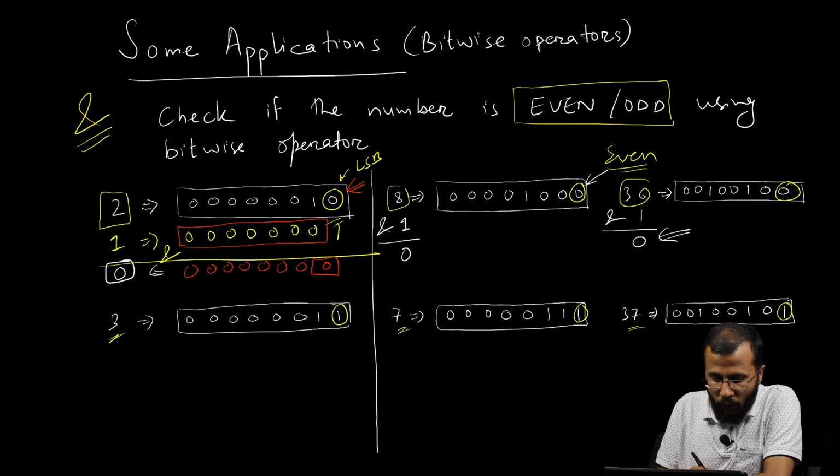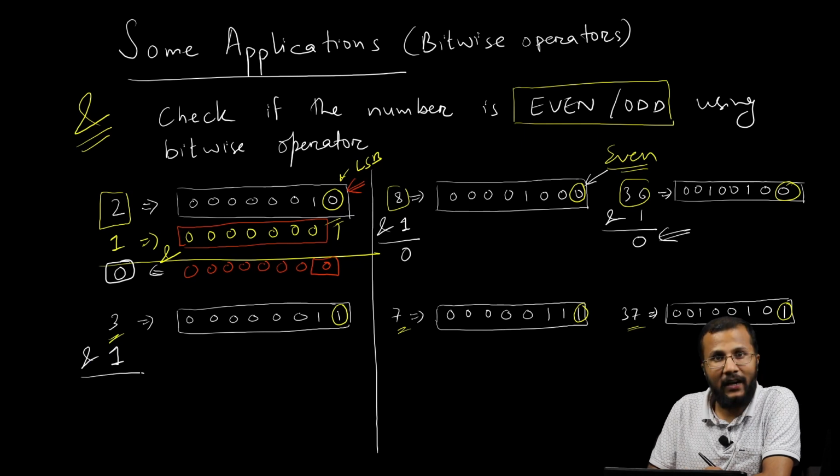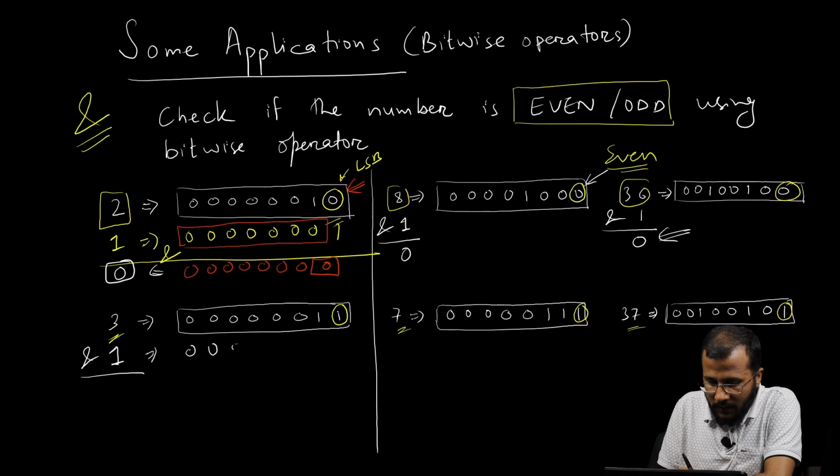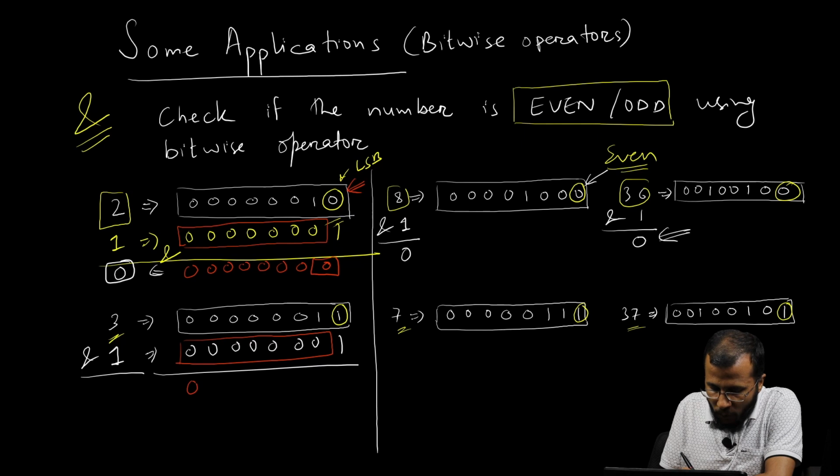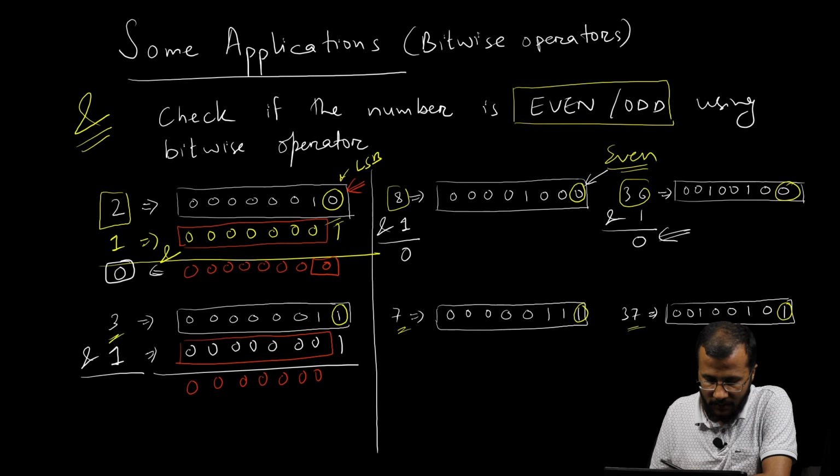Now let's try to do the same with the odd number 3. Let's perform bitwise AND of 3 and 1. What is 1? 0, 0, 0, 0, 0, 0, 0, 1. Because these 7 bits are 0, I am guaranteed that the output here is 0, because in an AND gate, if any one of the inputs is 0, the output is 0. So there are 7 zeros in the output, and the last bit would be 1 because both the bits are 1. If both the inputs are 1, the output is 1 in the truth table of binary AND.